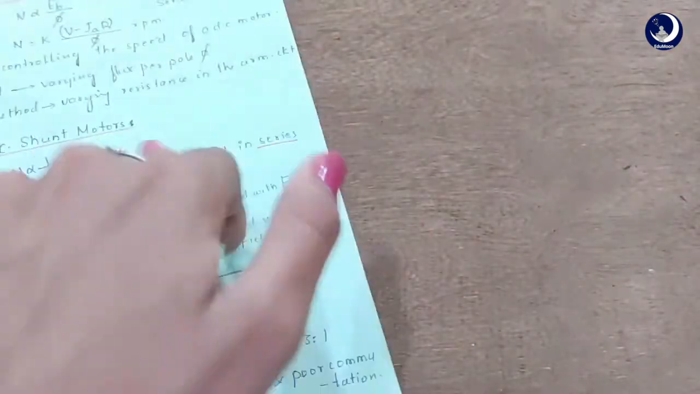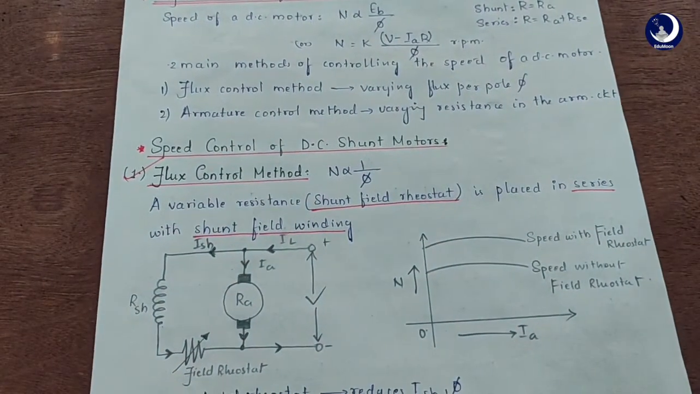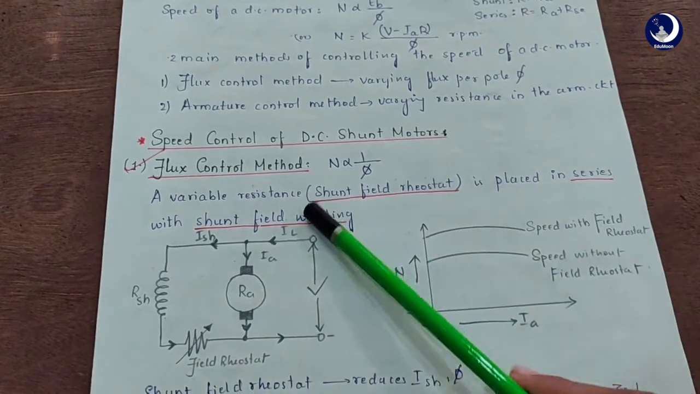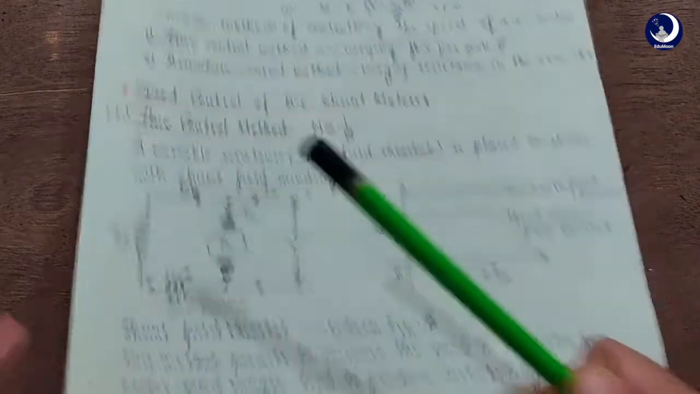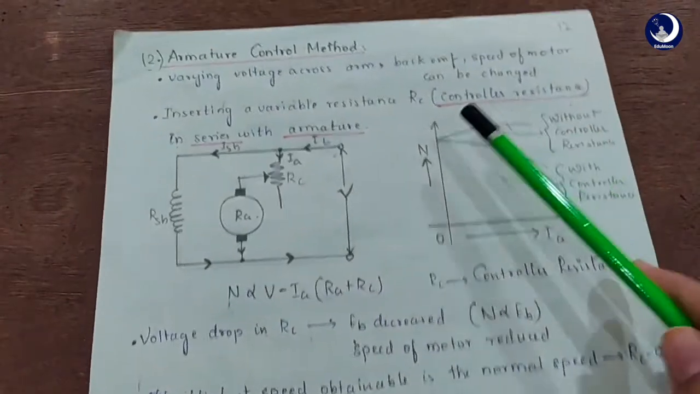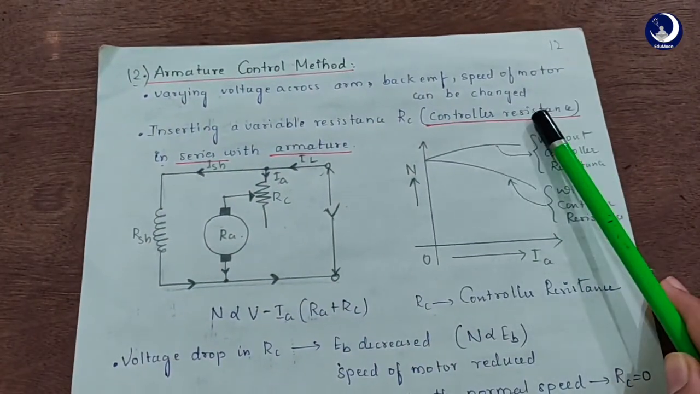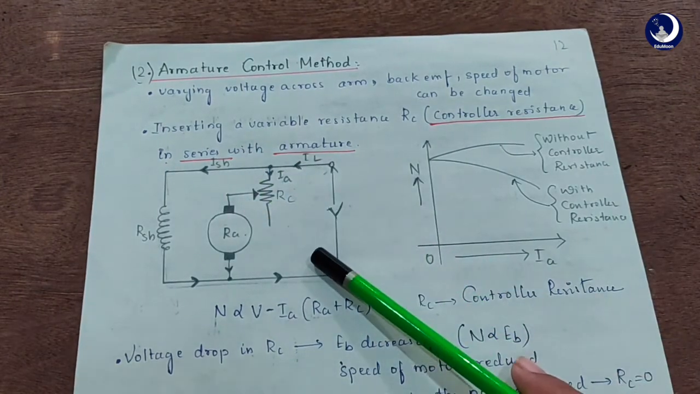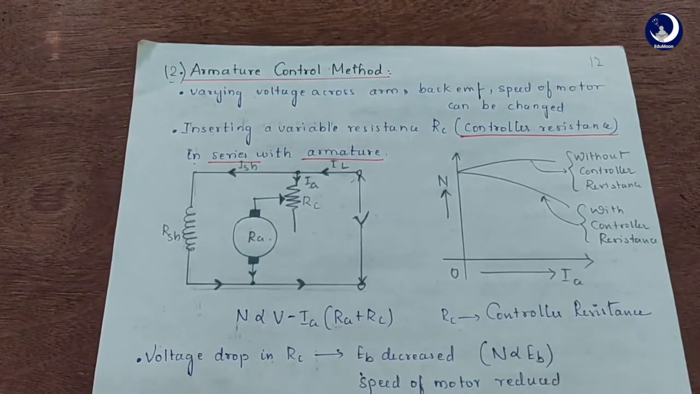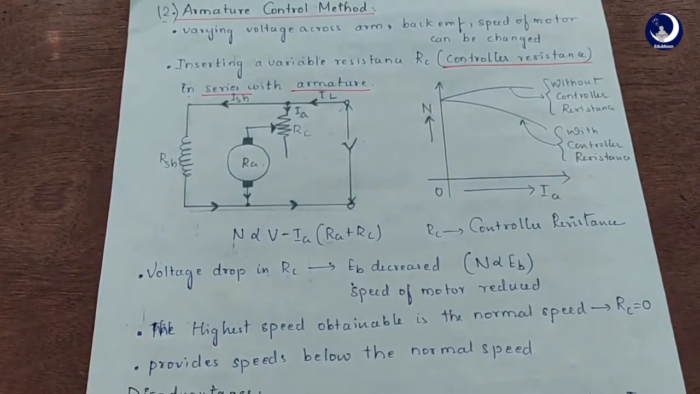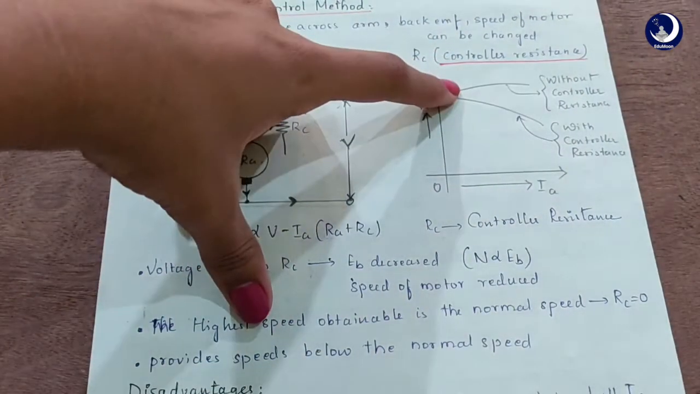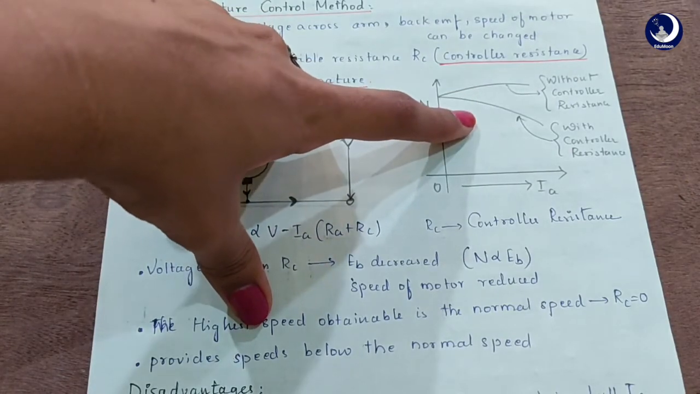In the flux control method, a variable resistance, the shunt field rheostat, is placed in series with the shunt field winding, whereas here in the armature control method, the controller resistance RC is in series with the armature. You got the difference? Yes. This is the connection and this is the graph. This is without controller resistance and this is with controller resistance.